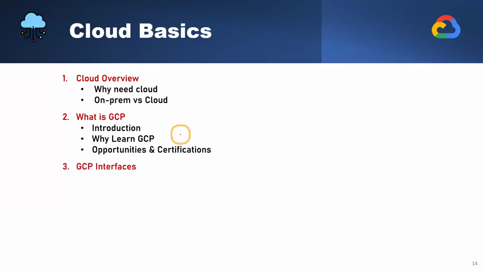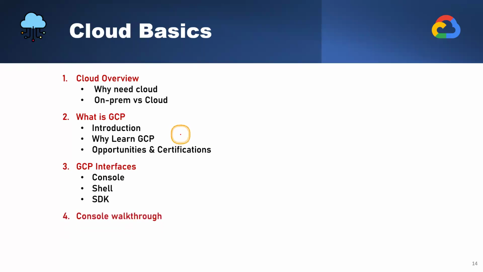The next topic is GCP interfaces. I will talk about the GCP interfaces such as console, Cloud Shell, and Cloud SDK. For example, if I am a data engineer and I want to work with multiple services in the Google Cloud Platform, I need to know what the interface methods are and how we can interact with them, right? So I'll tell you about the console, the Cloud Shell, and the Cloud SDK.